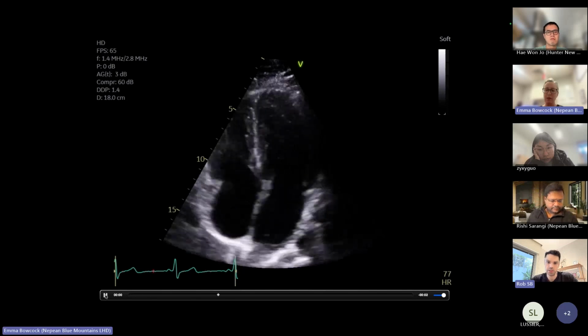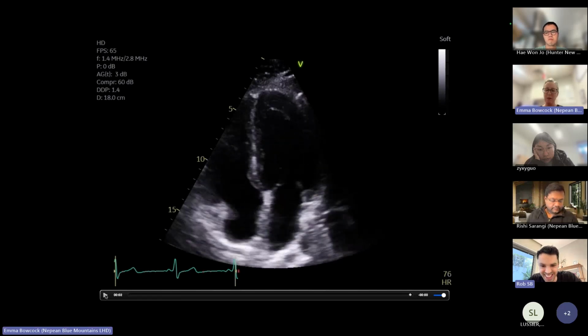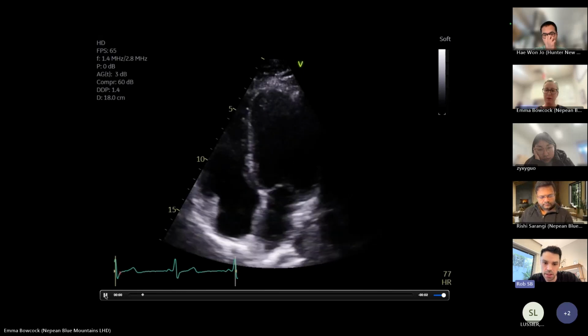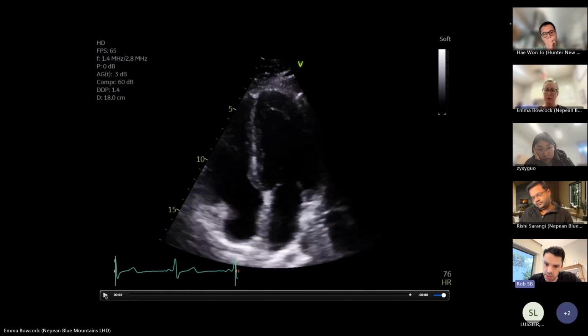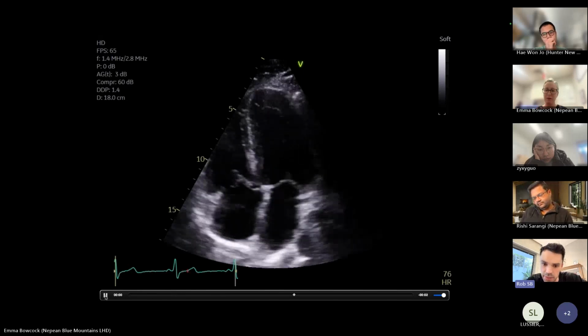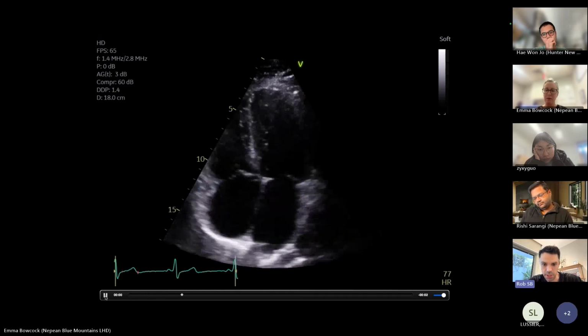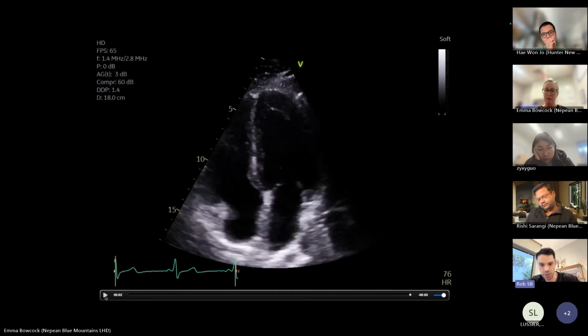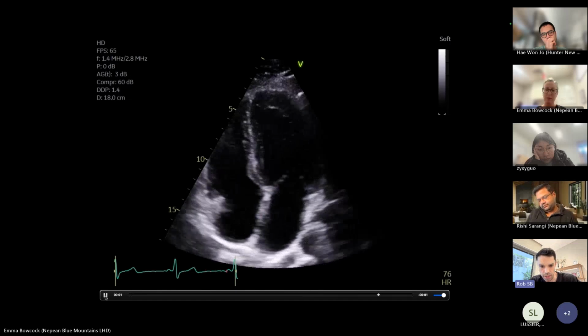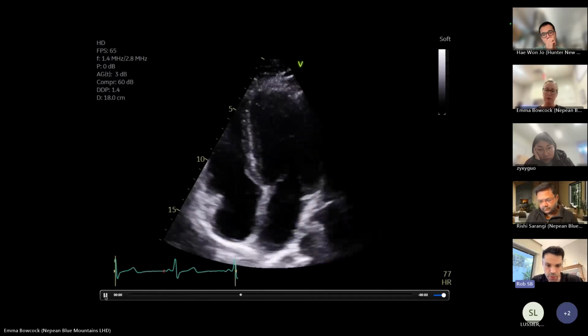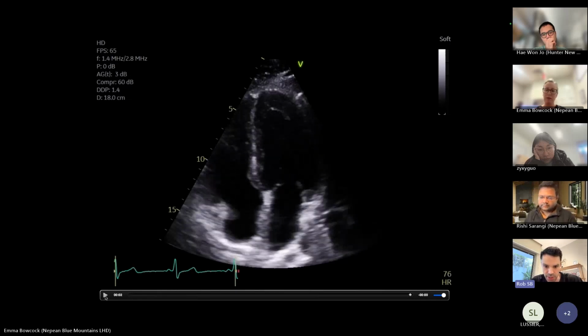So no standout. That's all right. No standout features, so I'll just go through systematically. The inferior septal and anterior lateral walls, what I can see, are functioning normally. The mitral valve appears to be normal structure. The left atrium and right atrium are of normal size, and the RV systolic function appears preserved.